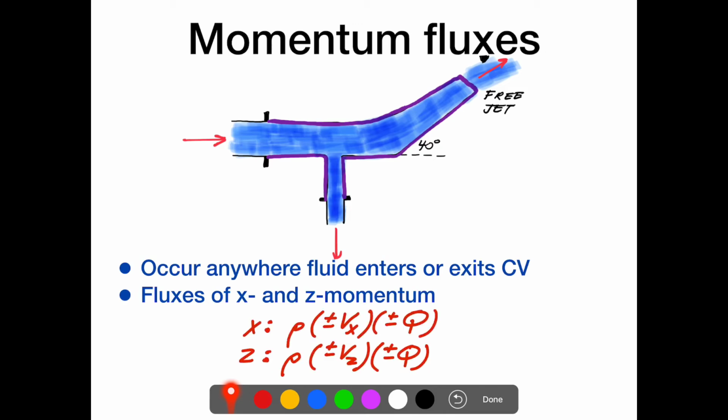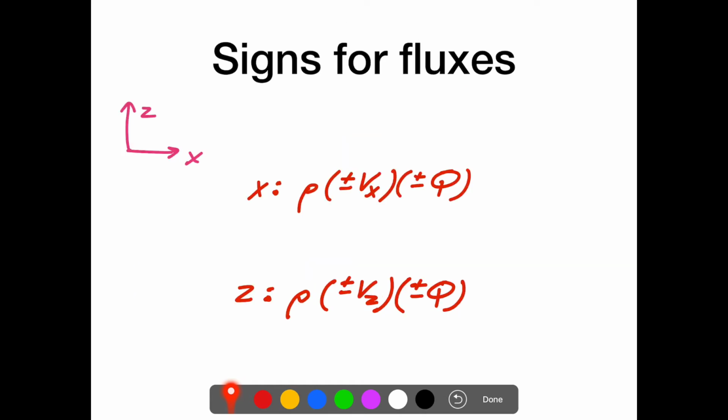They look like this. So in the x direction, you have the density of the fluid times the component of velocity in the x direction times the flow rate for a given cross-section. You'll have one of these terms for every single cross-section. I'll talk about the plus or minus signs in a second. And the same is true for the z, except that for the velocity, you're considering the vertical component of the velocity at that cross-section. The key for the fluxes is really to get the signs correct.